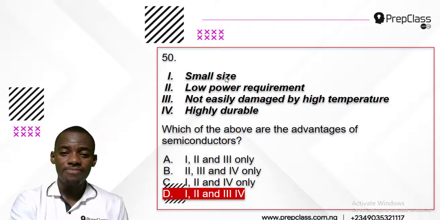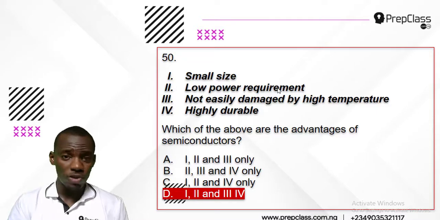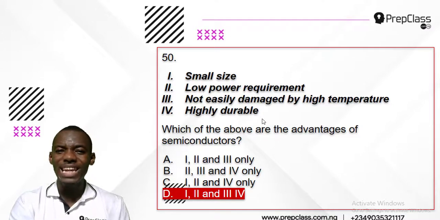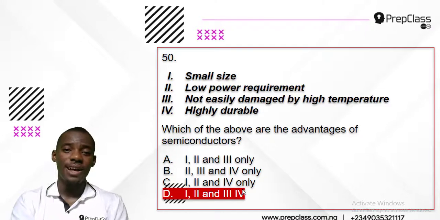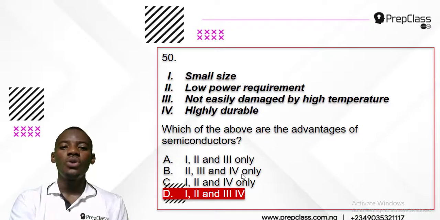They have small size. They have low power requirement, and they will not consume much power. Then they are not easily damaged by high temperature. Then they are highly durable. That means they last for a long time, and that is also so. The answer is D. 1 is true, 2 is true, 3 is true, and 4 is true, making the right answer option D. And that is the answer for number 50.